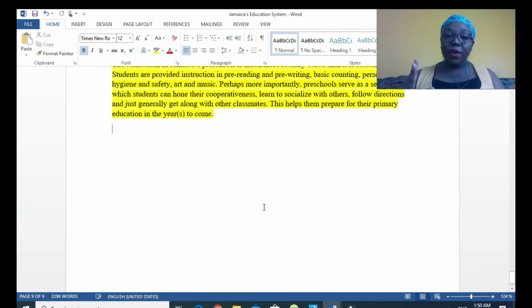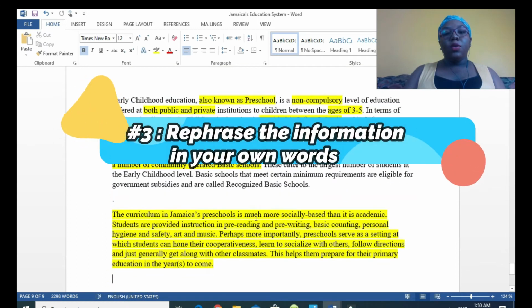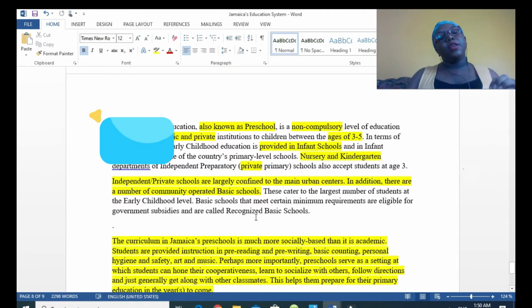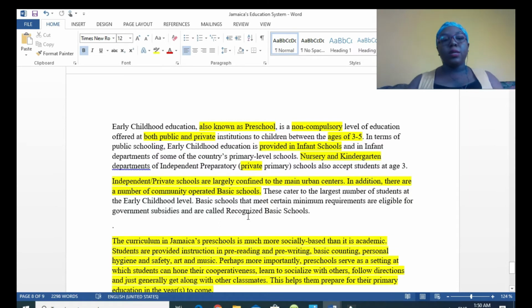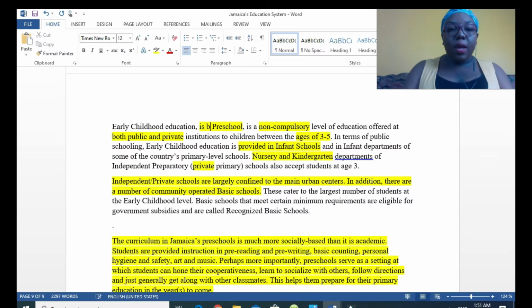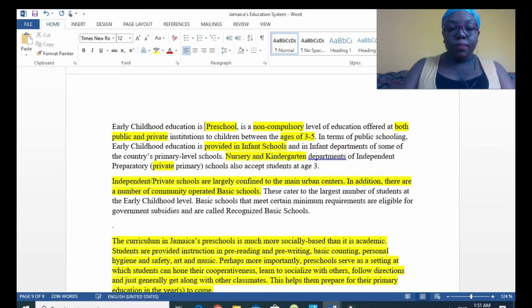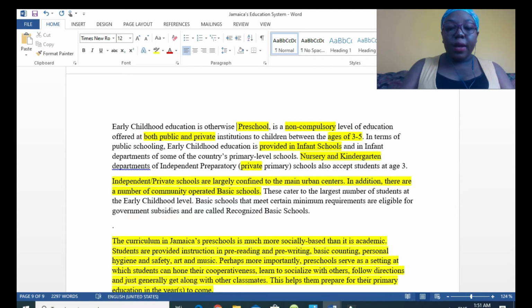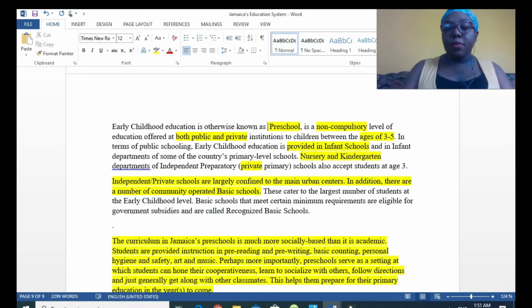Now step 3, yeah, there are my fingers. Step 3, you need to rephrase the information in your own words. So let's try that. Early childhood education. Instead of saying "also known," for this one we could say "is otherwise known as." Otherwise known as, right? We could have that. Otherwise known as preschool.